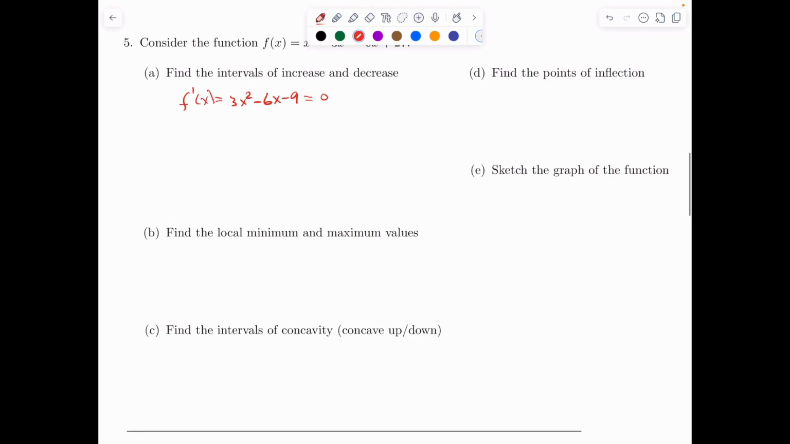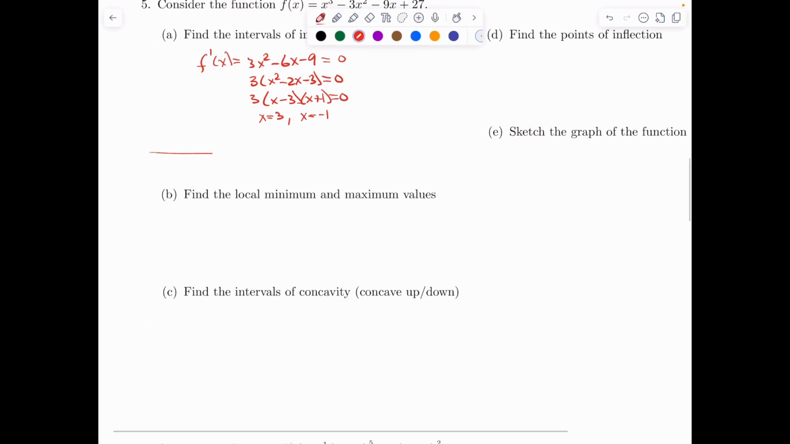And so this is going to be 3 times x squared minus 2x minus 3. So x minus 3 and x plus 1. So x equals 3 and x equals -1 are critical numbers. So now I will make a little sign chart, and then I will summarize. Remember, the sign chart is not the answer. It's just a tool that we're going to use.